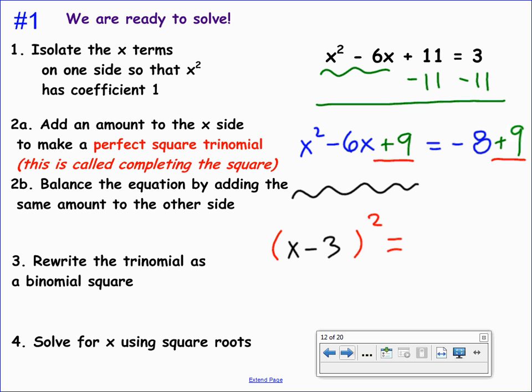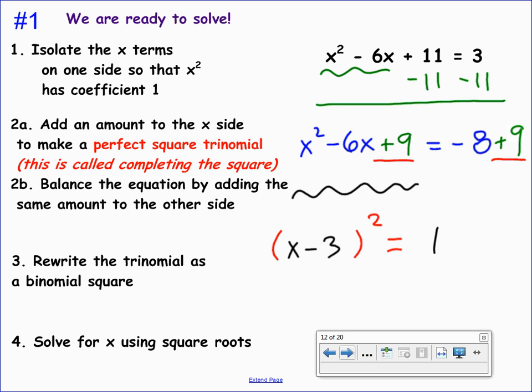On the right-hand side, I'll simply combine like terms. Negative 8 plus the 9 I added to both sides to keep it balanced equals positive 1. So we've completed the square and rewritten that trinomial as a binomial squared. Now guess what? A single x term. I no longer have an x squared and a separate x floating around. I have a single x term quantity squared, and now guess what?